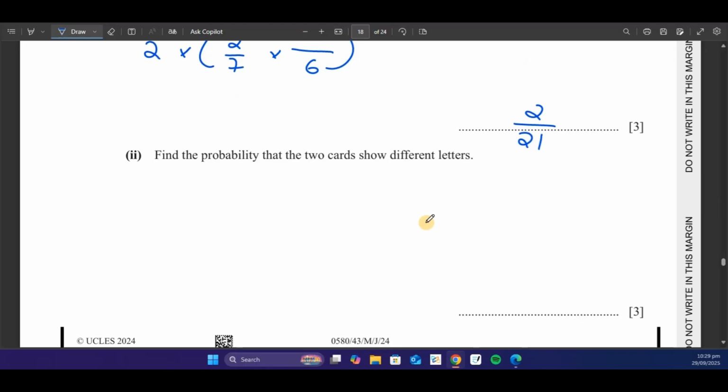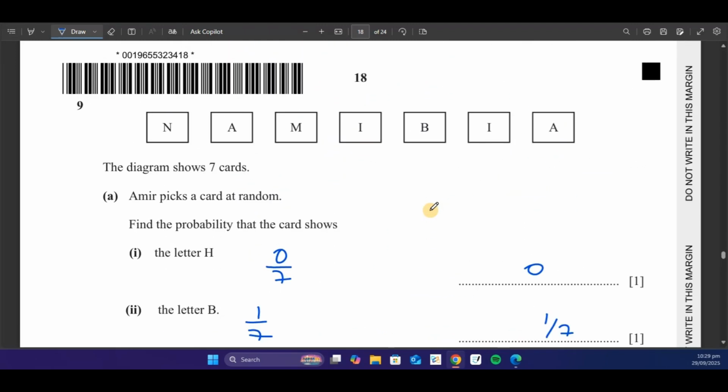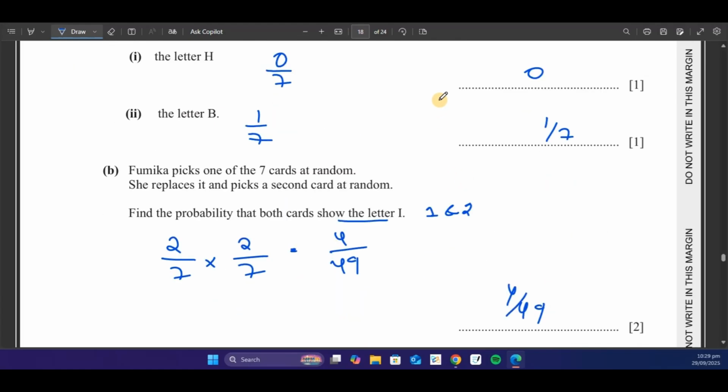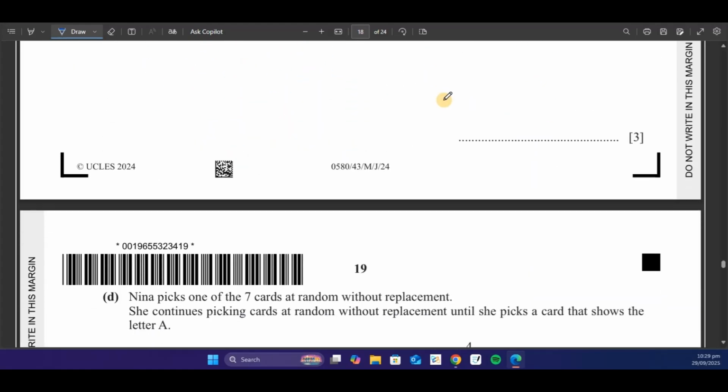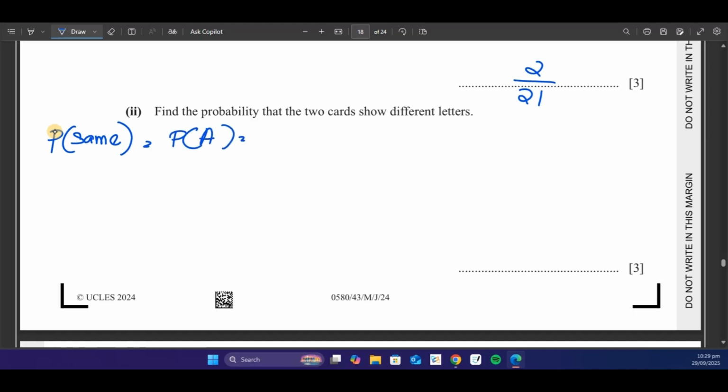Find the probability that two cards show different letters. Okay, we don't want same letters, we want different letters. So we have N, A, M, I, B, I, A. So A is repeated and I is repeated. Okay, so first we're going to find the probability of same letters. So the probability of same is simply equal to the probability of A.